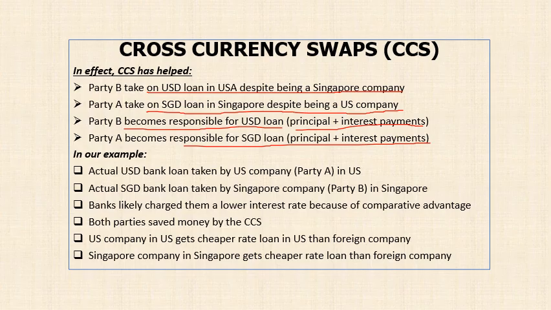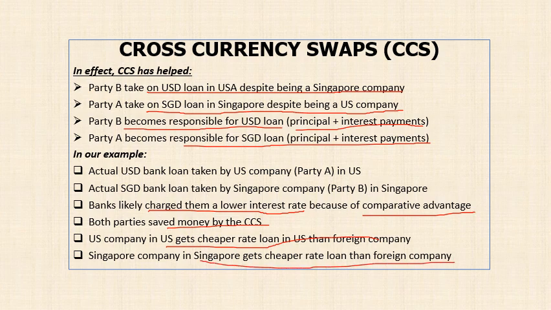Now, why is the CCS required? In our example, since the actual loan from the bank was taken by the US company in US and the Singapore company in Singapore, the banks likely charge them a lower interest rate. Hence, both parties saved money by the CCS. This saving is primarily because of the comparative advantage that the US company enjoys in the US, that is, it gets cheaper rate loan than a foreign company, and the comparative advantage that the Singapore company enjoys in Singapore, it gets cheaper rate loan than a foreign company.